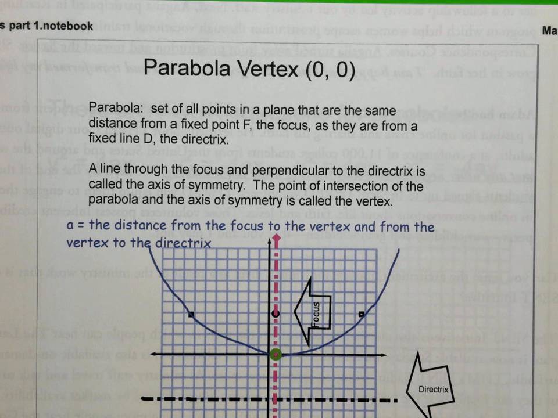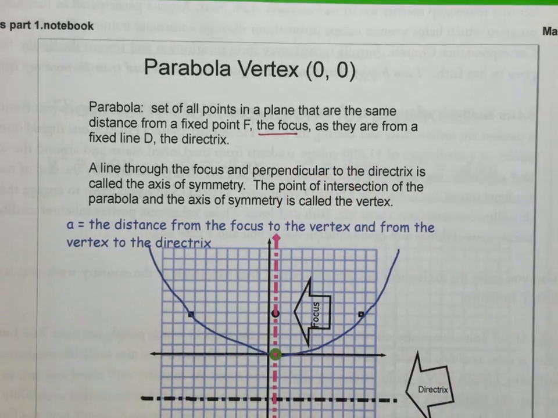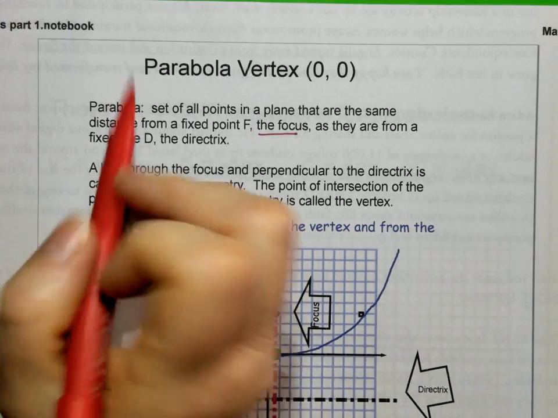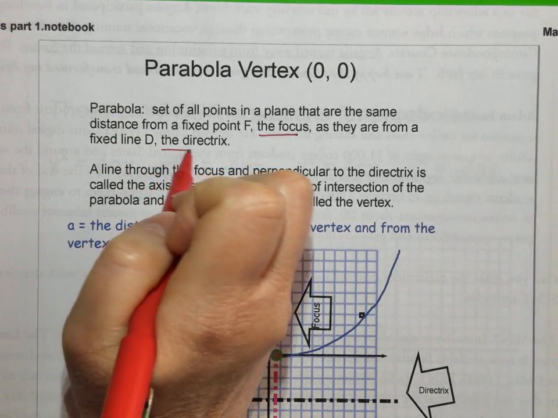Okay, today we're going to talk about parabolas. Parabolas with their vertex at 0, 0. And we see before us the definition: the parabola is the set of all points in a plane that are the same distance from a fixed point F, called the focus, as they are from a fixed line called the directrix.